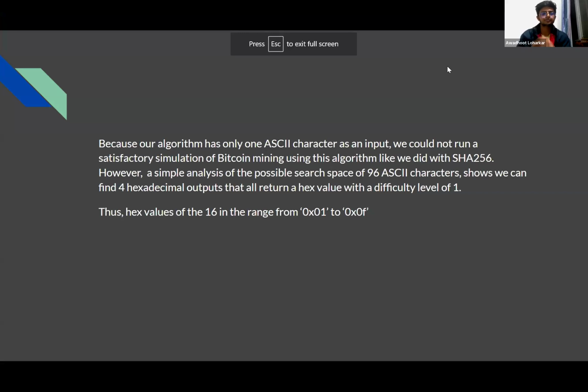Okay, so as Adut has explained, we want to find an X value which is going to correspond to at least difficulty 1, because we only have hexadecimal values, about 8-bit inputs. And so you only have around 96 ASCII characters to play with. ASCII characters are like characters on a keyboard: A, B, C, D, capital A. If you crank this number using brute force in the simplified MD5, you'll get 4 hexadecimal outputs that return hex values with difficulty 1. That is values with 0x01, 0x02, 0x03, up to 0x0f. So out of these 16, you can get 4 values of that nature.